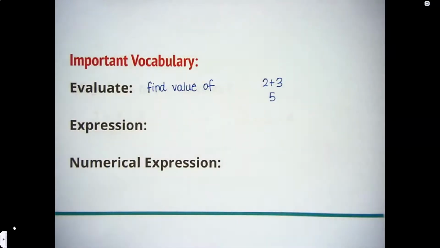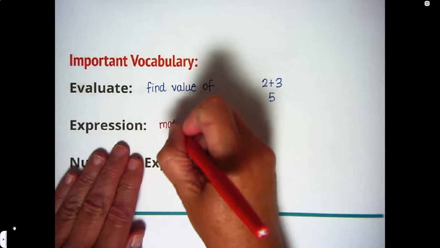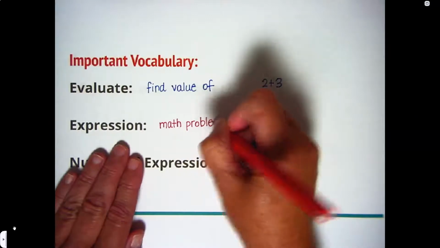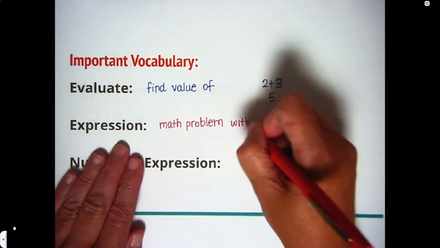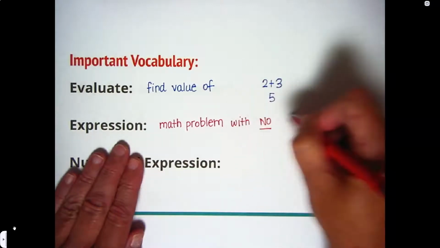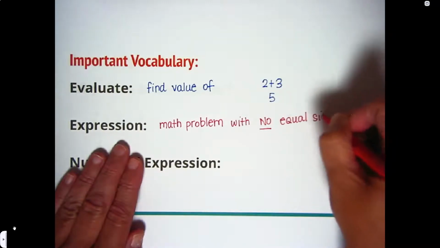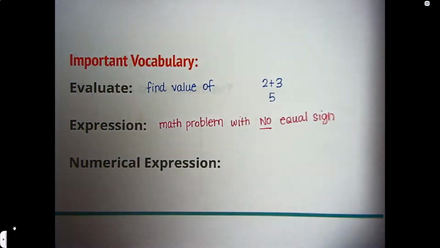All right, now, an expression. An expression is a type of math problem, and we're going to look at many different kinds of math problems, but it's a type of math problem with no equal sign. So anytime you see a math problem and there is no equal sign in it, that is an expression. So we evaluate, find the value of expressions. We figure out what they're equal to.